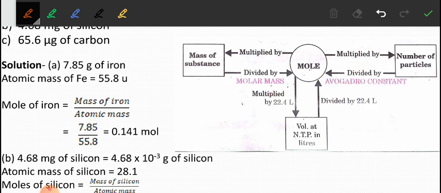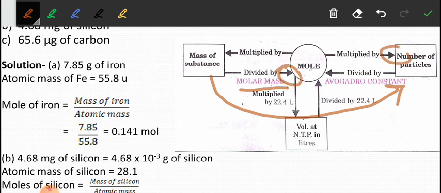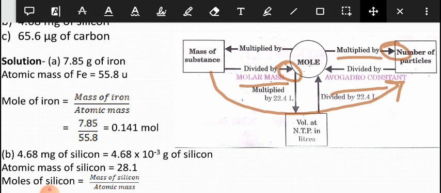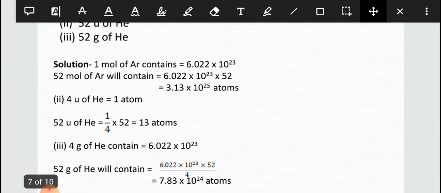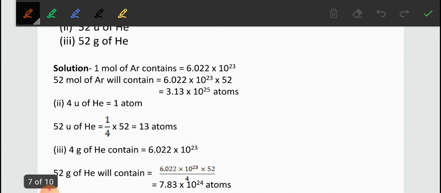Again, if we need to calculate the number of particles from mass, we divide by molar mass, because we have to follow these arrows. Then the arrow moves in this direction, so multiply by the Avogadro constant. Let's move to the question. Mass is given, so divide by molar mass and multiply by Avogadro number, and you will get your answer simply from the diagram.